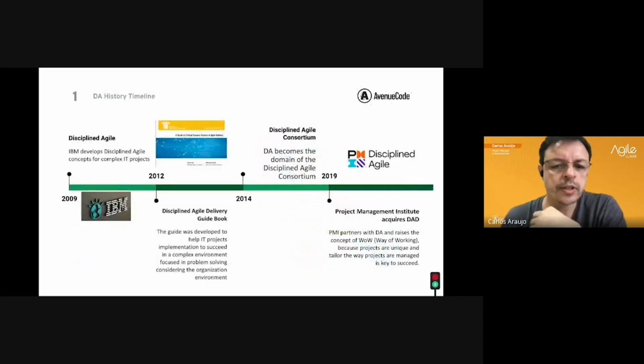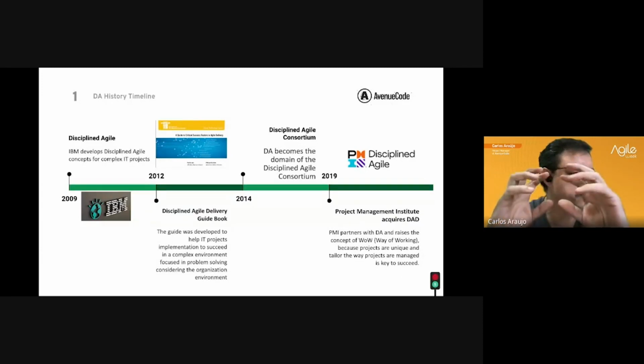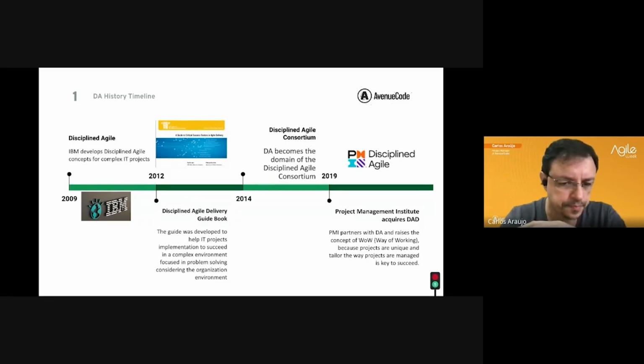Great. Let's talk a little bit about the history of DA. As I told you, it's not something new, but it was created by IBM in 2009. Okay, IBM saw that complex projects had different ways to adapt to agile, and they started creating Disciplined Agile. In 2012, IBM developed a guide to implement DA in complex environments, most focused on problem solving and considering the organization environment.